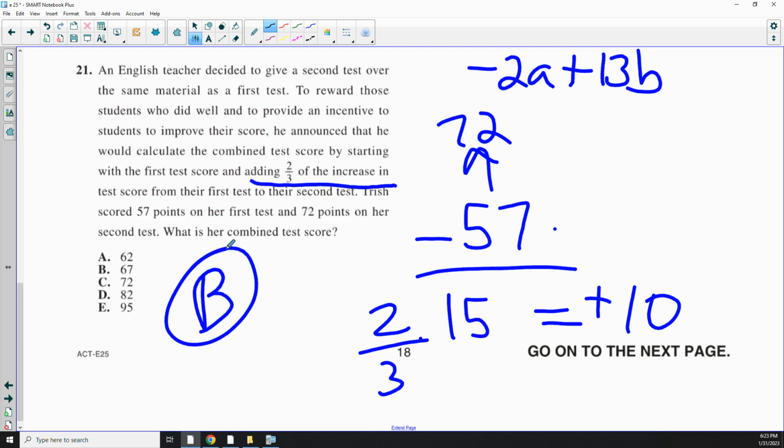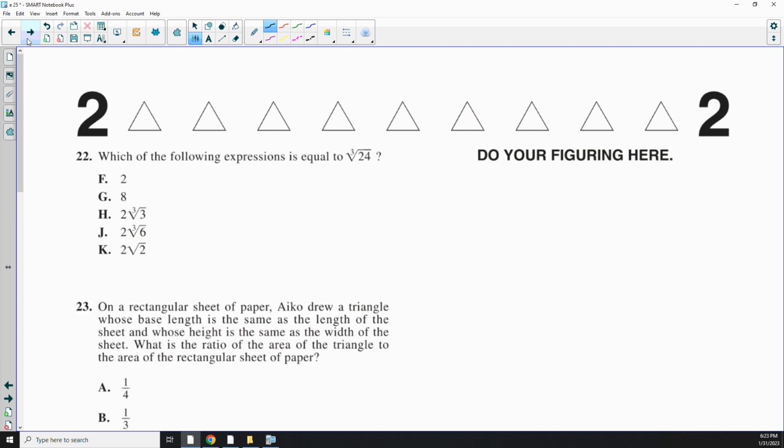So you see what the teacher did? If I ever give a makeup, they want the 72. But she said, no, I'm not going to give all of it. I'm only going to give 2/3 of the increase. So you times it by 2/3 to get it.